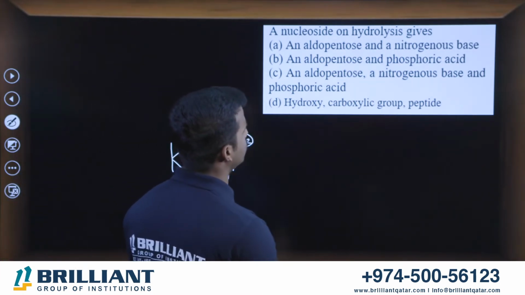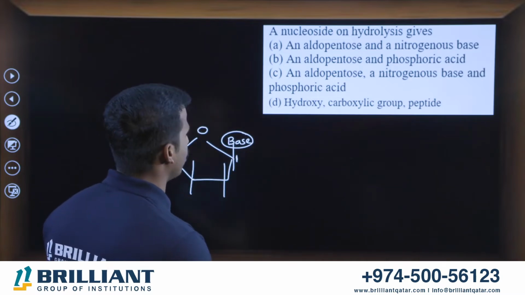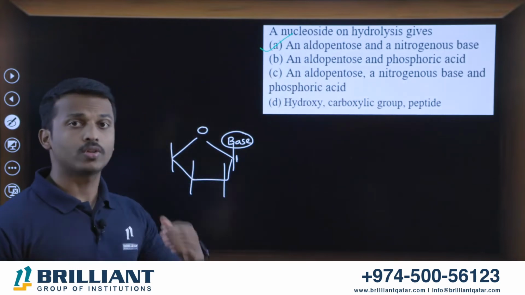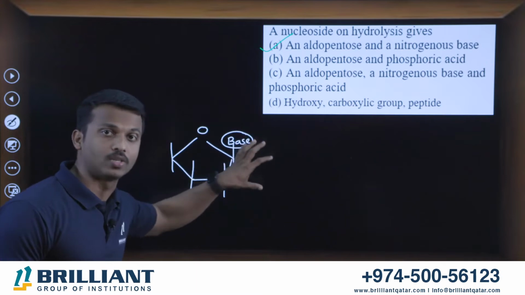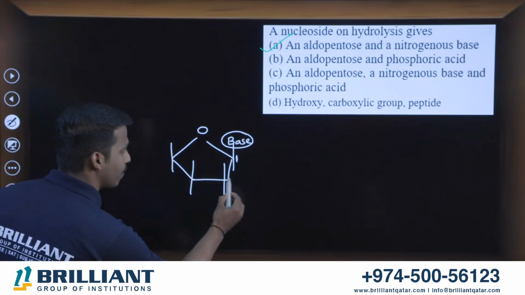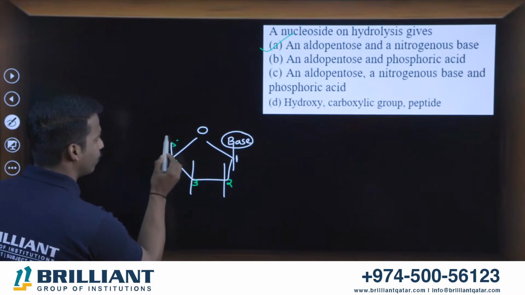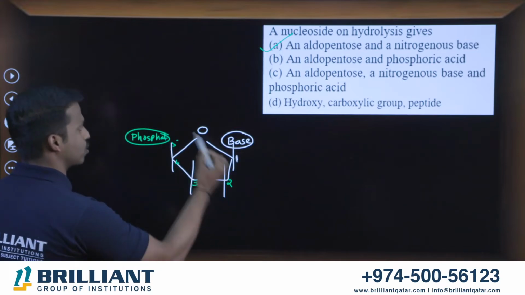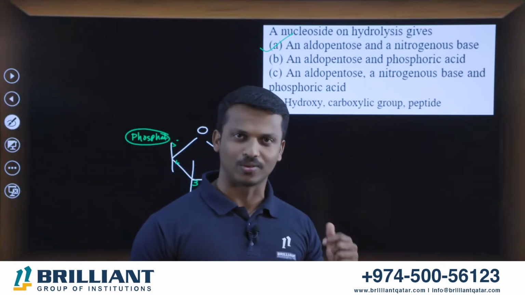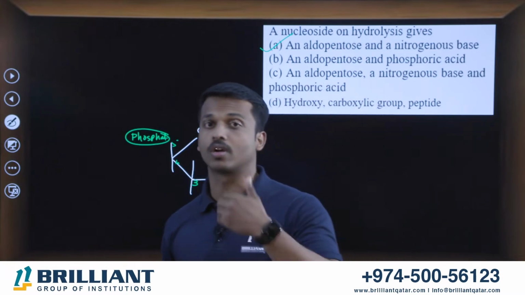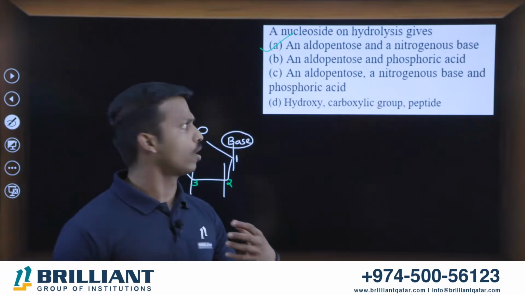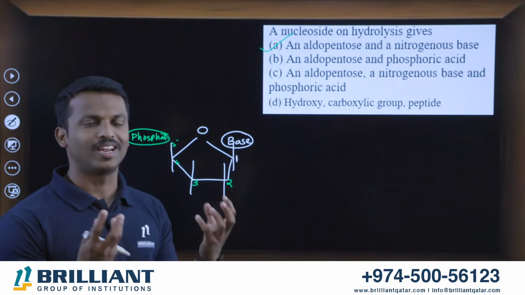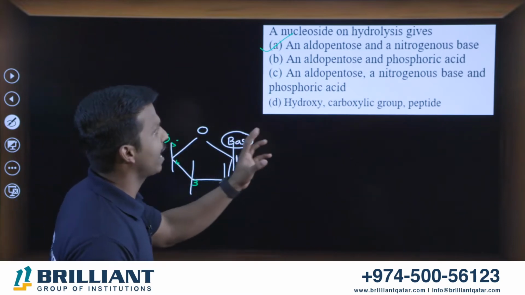An aldopentose and phosphoric acid, no, an aldopentose and a nitrogenous base. Alright, option A. Nucleoside contains pentose sugar and base. What is a nucleotide? This is first carbon, second, third, fourth, fifth. The fifth carbon is connected to a phosphate group, then all together is called nucleotide. So here the question: what all does nucleoside contain? When it is hydrolyzed in water, it will give you the small components in nucleoside. So your answer is aldopentose and nitrogenous base.